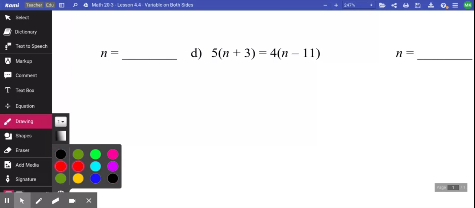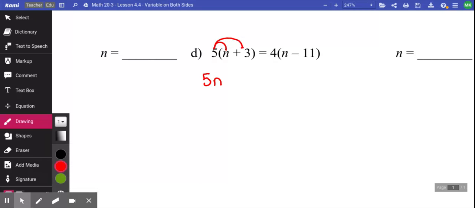What this means is 5 times n plus 3. So we need to multiply the 5 into the brackets. So 5 times n is 5n. 5 times 3 is plus 15. Oh, you're way ahead. I like it. The next one, you multiply the 4 by n to get 4n. Multiply the 4 again to get minus 44. So the terminology we use for getting rid of the brackets is expanding, right? We're multiplying into the brackets.